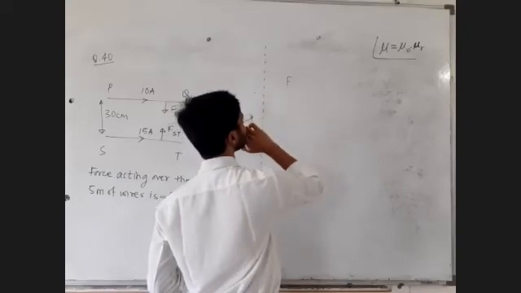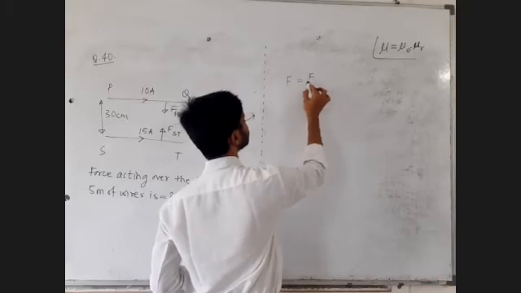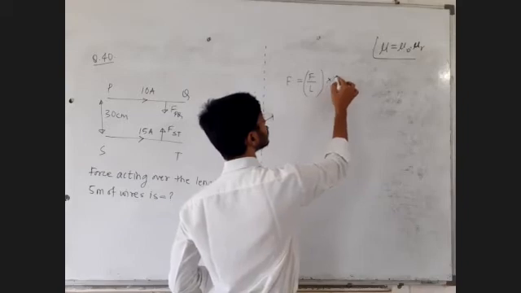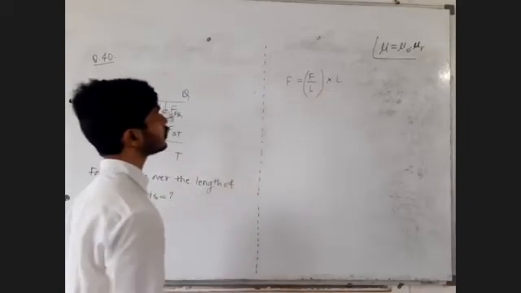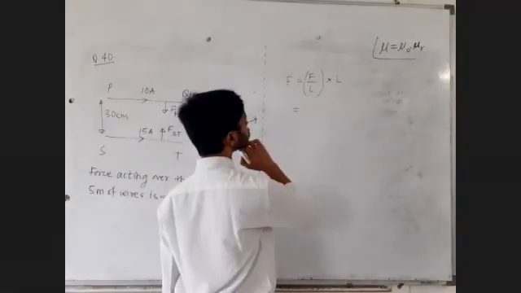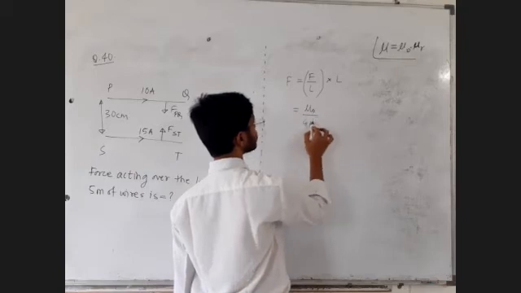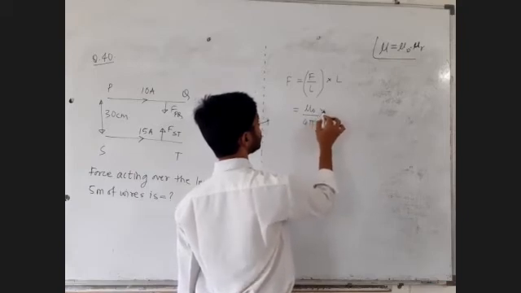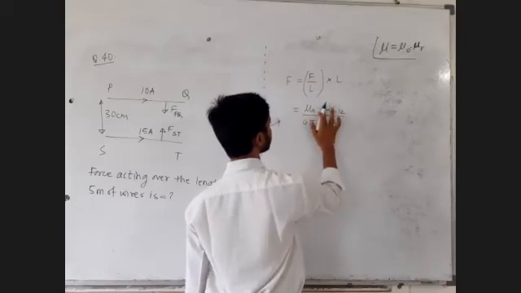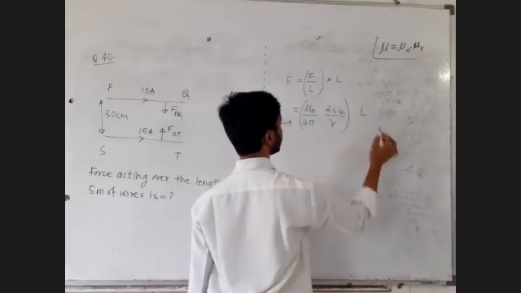So how are we going to find the force? Force will be equal to force per unit length, whatever that is, into the length. Force per unit length into length. But what is the force per unit length formula? Sir, mu 0 upon 4 pi into 2 I1 I2 upon R. That is the force per unit length into the length.